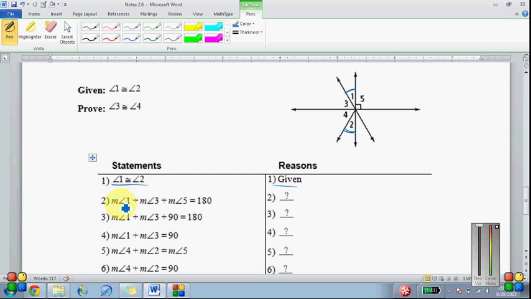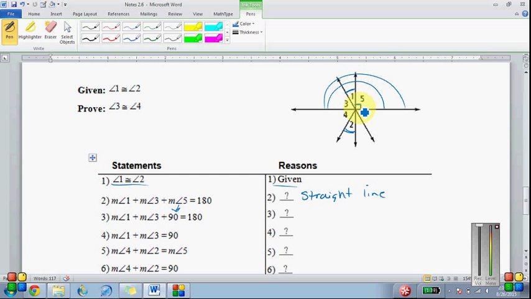Next step says if I've got angle 1, angle 3, and angle 5, if I add those all together, 1, 3, and 5, that equals 180. The reason is because those all make a straight line. We know that a straight line equals 180 degrees. Now I've got measure of angle 1 plus measure of angle 3 plus 90 equals 180, so I changed the measure of angle 5 to a 90.